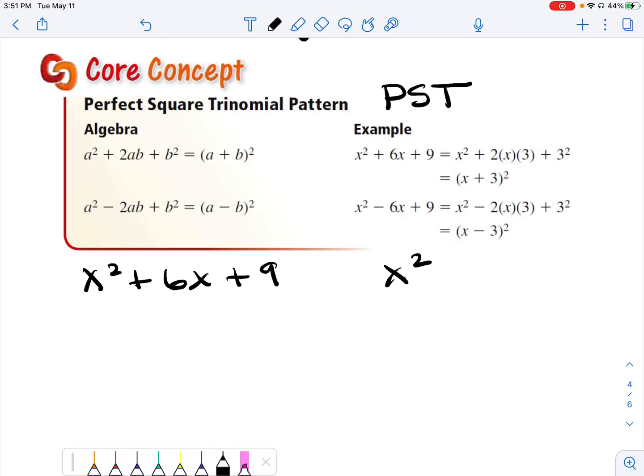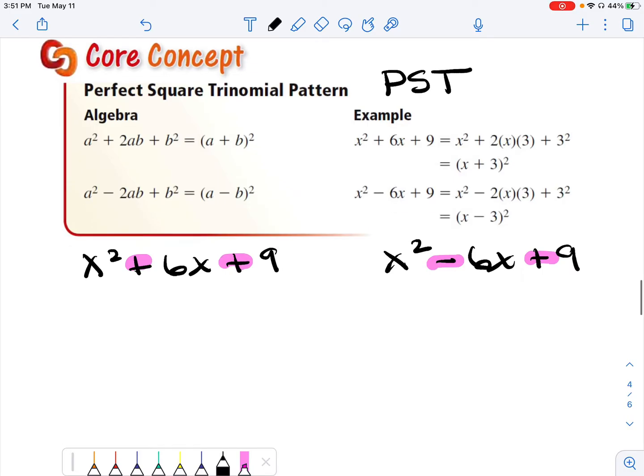First of all, we're going to look at the signs. Is it a trinomial? That's the first thing. Yes, these two are going to be trinomials. And then are the signs either plus plus or minus plus? That's the first thing. Okay, let's look at the one here on the right. Plus plus, it's a trinomial.